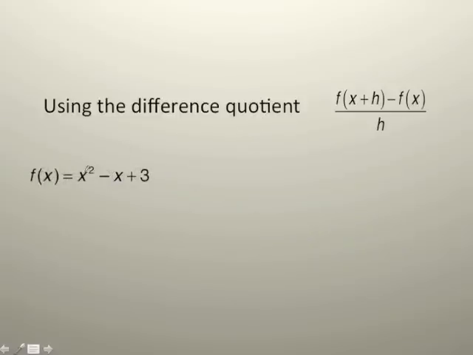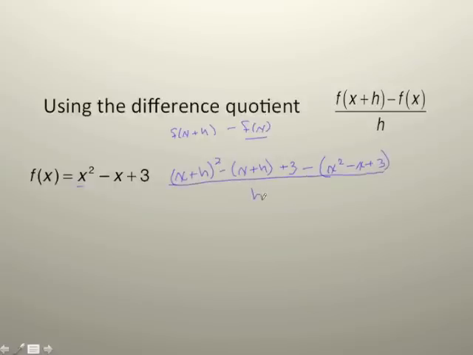Let's go on to another, x squared minus x plus 3. Okay, remember, f of x plus h minus f of x. So putting x plus h in place of x, I will have x plus h squared minus x plus h, the parentheses are important, plus 3. And now I'm going to subtract the entire function, parentheses, x squared minus x plus 3, all over h.